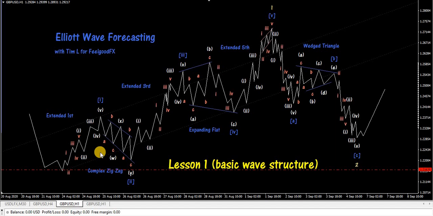Just stop doing them. Just count your waves, monitor your chart, and everything will be fine. Take profit when you're happy with your profit.